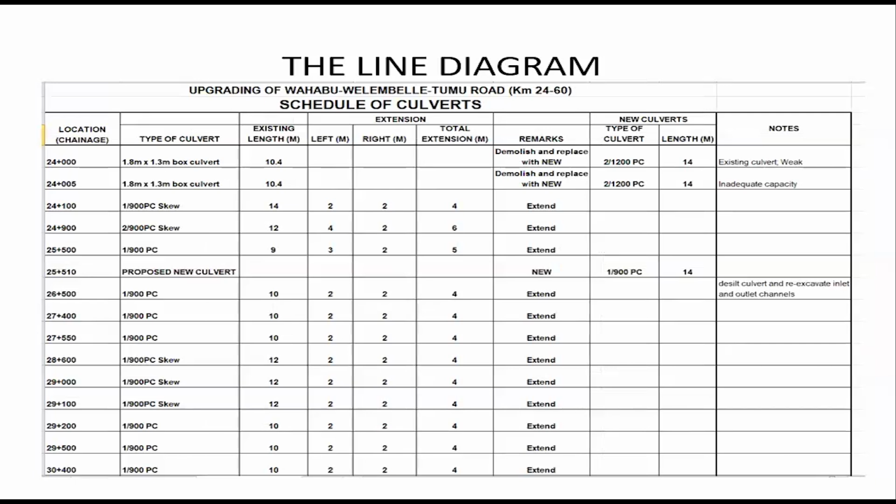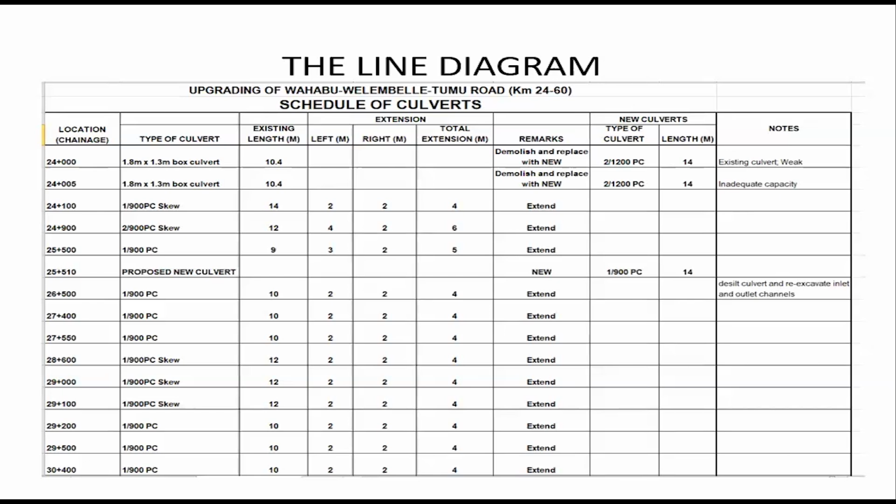Now, this is the schedule of culverts on this project, the Wahabu Welembele Tumu Road project. So you will see that at chainage 24+00, the type of culvert is a 1.8 by 1.3 box culvert. Its existing length is 10.4. And how did they get the existing length? They measured. So it's very important we represent the existing features on the drainage schedule.